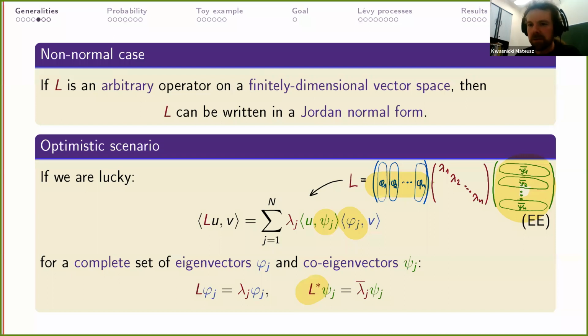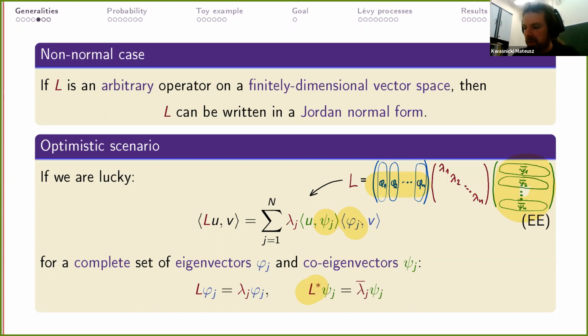And the eigenvector expansion looks very similar to what we've seen before, except we need two different families of eigenvectors. Okay. This is, of course, not always true, but we can hope that if we start with a reasonable operator, that might be true.